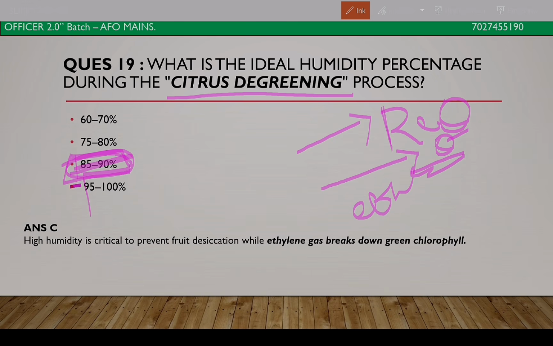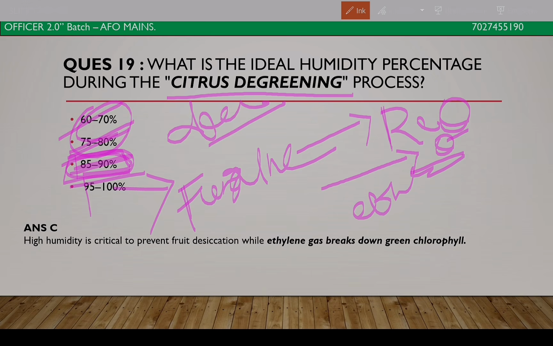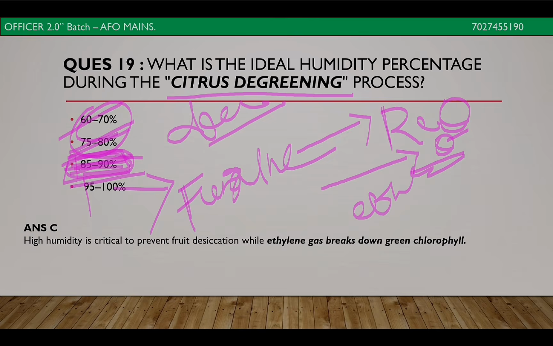If the humidity reaches 90 to 100, what happens? If the humidity will be more, then there will be fungal infection. Okay. But if the humidity will be less, then there will be desiccation of citrus. So the ideal humidity is 85 to 90% for citrus degreening.